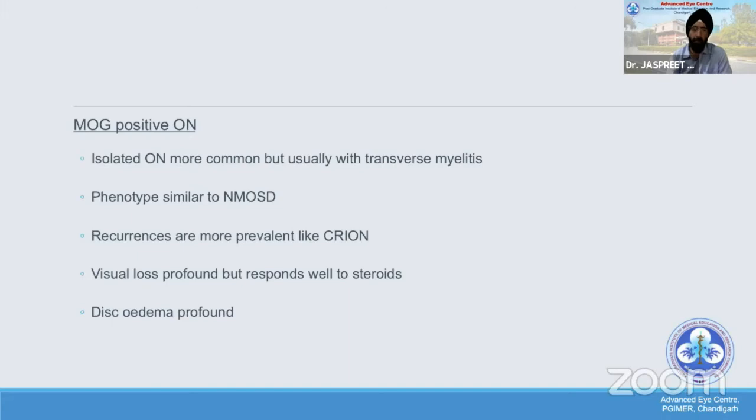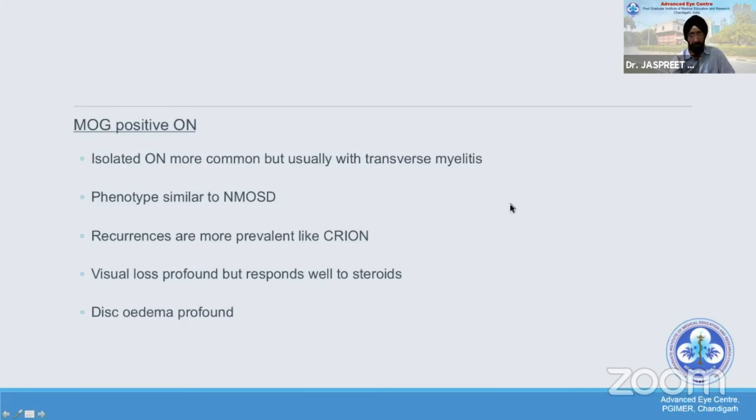When you talk of MOG positive, aquaporin 4 and MOG are part of the neuromyelitis spectrum disorders. But really, if you speak of NMO, we are concerned about the aquaporin 4. This one is an antibody to the myelin oligodendrocyte protein. It more often presents as an isolated optic neuritis, more commonly than transverse myelitis. So it's more of an optic neuritis. The phenotype is similar to an aquaporin 4 optic neuritis.